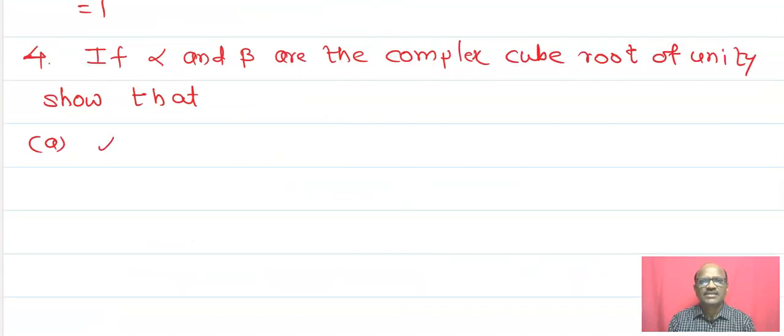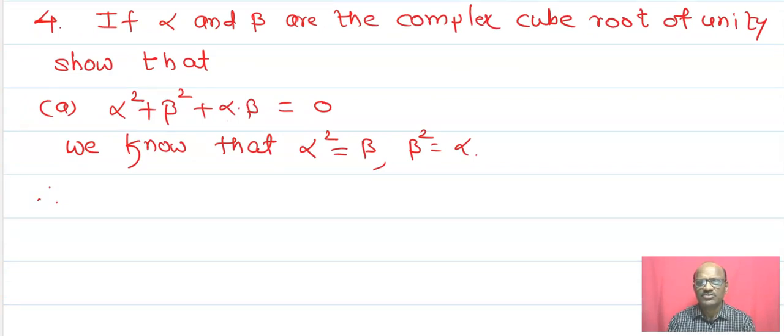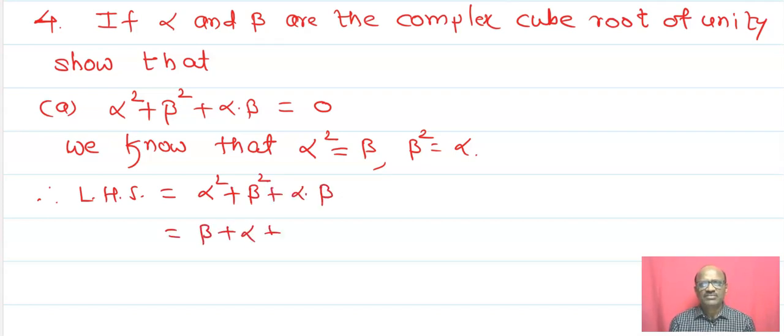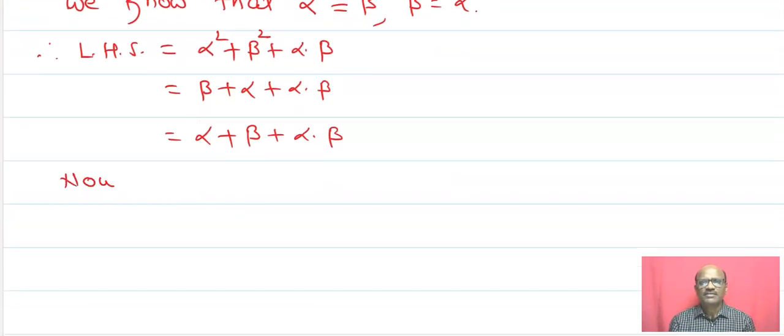Now the next is, if alpha and beta are the complex cube roots of unity, then show that alpha square plus beta square plus alpha into beta is equal to 0. We know that alpha square is beta and beta square is equal to alpha. Therefore, LHS is equal to alpha square plus beta square plus alpha into beta. Therefore, alpha plus beta plus alpha into beta.